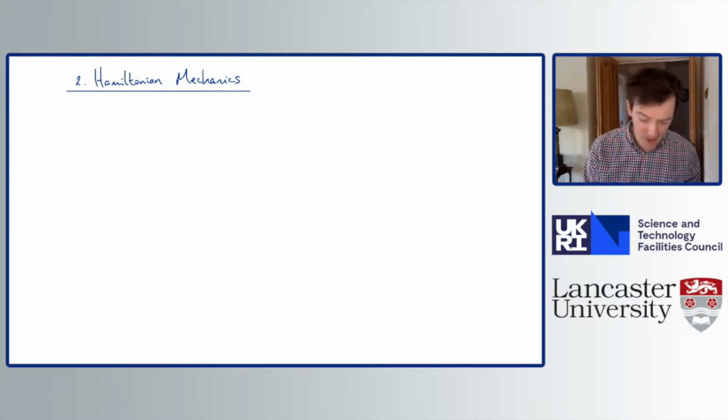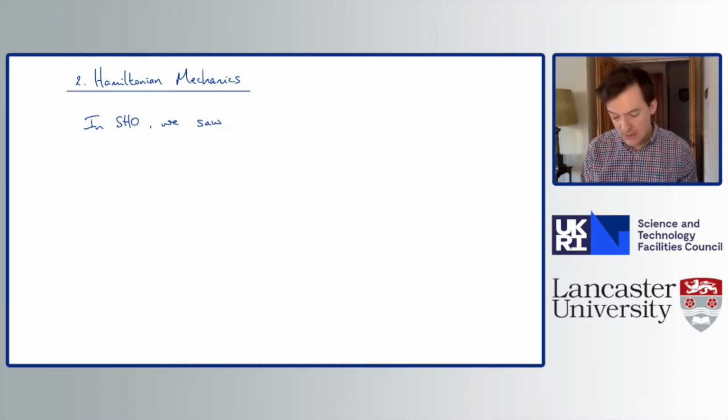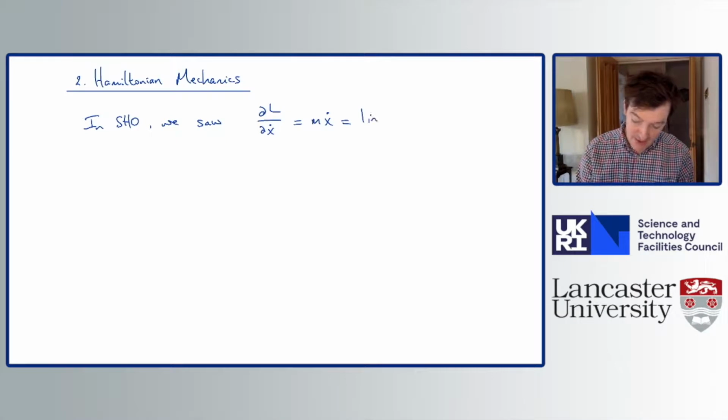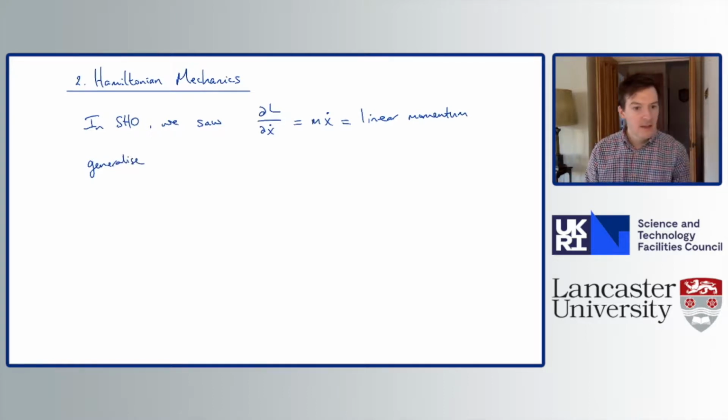With this simple harmonic oscillator example that we just looked at, you may have noticed one thing. We saw that when we took the partial derivative of the Lagrangian with respect to x dot, we find that this was m x dot. And you will hopefully notice that m x dot is just the mass times the speed. In other words, it's the linear momentum of this system. So we can generalize this very slightly and define what's known as the conjugate momentum.